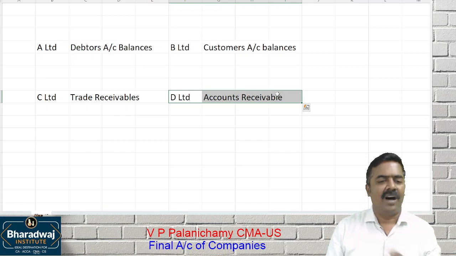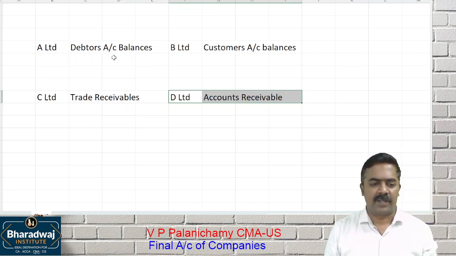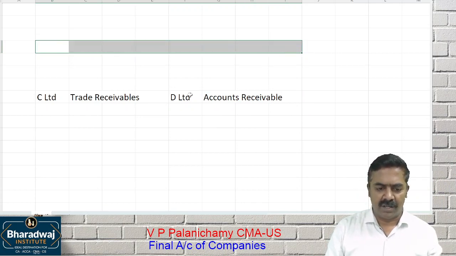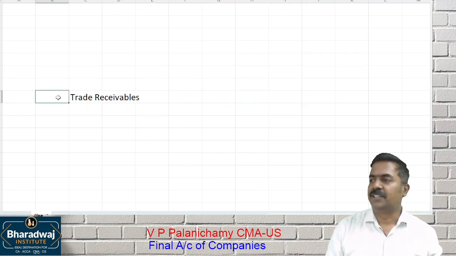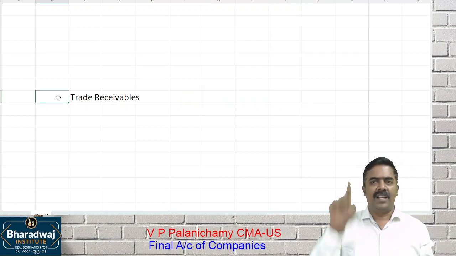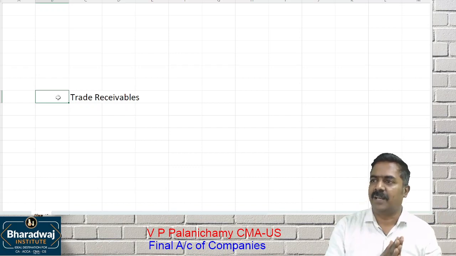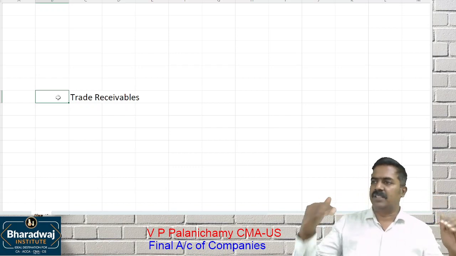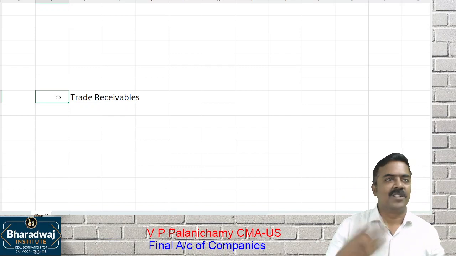Now, all companies should prepare the balance sheet in a uniform format. The company law says remove all the names. Your customer should be called trade receivables. So A Limited, B Limited, C Limited, D Limited, all the companies will use one single name: trade receivable. I can compare company A with B with C with D. What is the volume of credit sales? What is the amount to be collected?